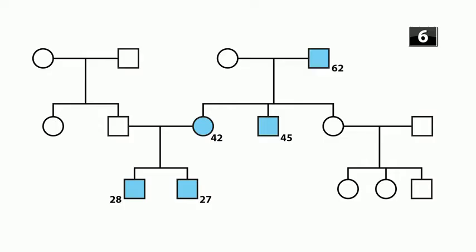Let's look at number 6 next. This will get us into a discussion of some more inheritance terminology. In number 6, we can tell this is autosomal dominant because it occurs in every generation and because it affects males and females equally. But the question is calling your attention to the subject's ages and the fact that with each successive generation, the disease is diagnosed at a younger and younger age. The name of this phenomenon is anticipation.